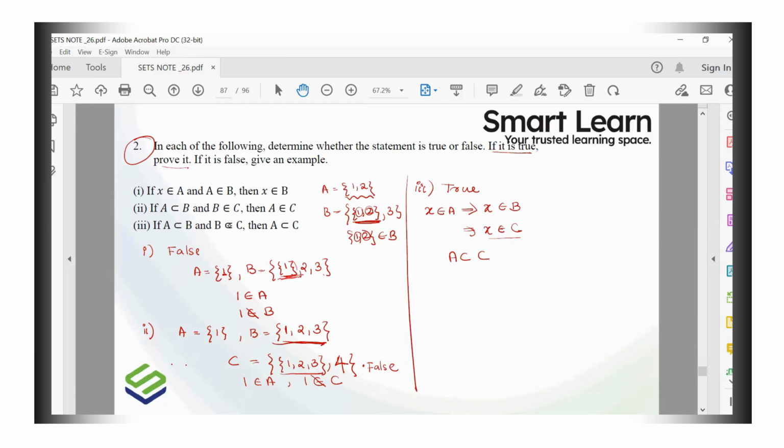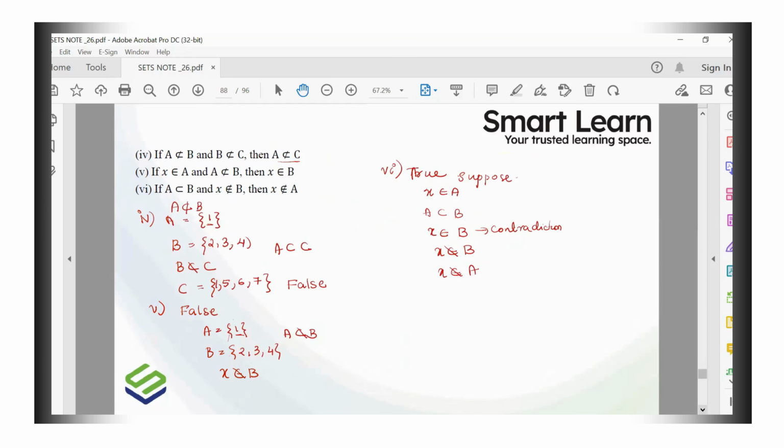Okay. So the third one is easy. Then the fourth one: A is not a subset of B, B is not a subset of C, so that A is not a subset of C. Is it true, children? No, it is false, because A can be a subset of C. Okay, look, A is {1}, B is {2, 3, 4}, C you can take as {1, 5, 6, 7}. Okay, so it is false.